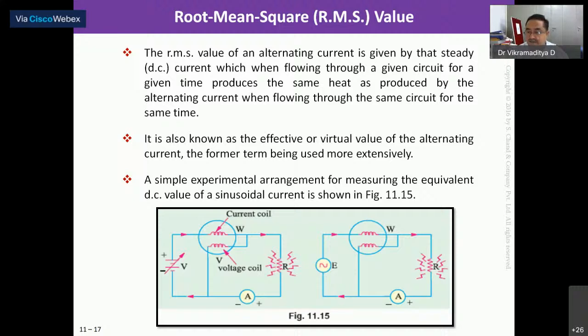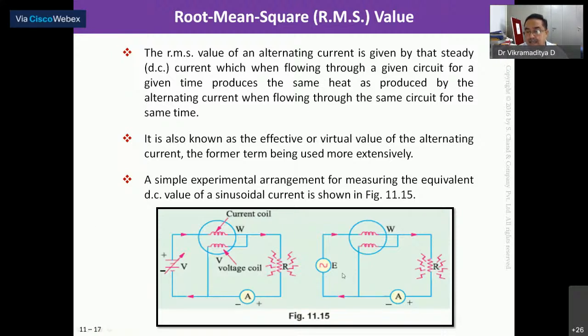It is also known as the effective value or the virtual value. Generally, RMS value is the common name, but in questions you may find effective or virtual values. And to demonstrate this, there is an experiment where you connect a wattmeter, apply a DC voltage V, and measure the power consumed by this resistor R with the help of this wattmeter.